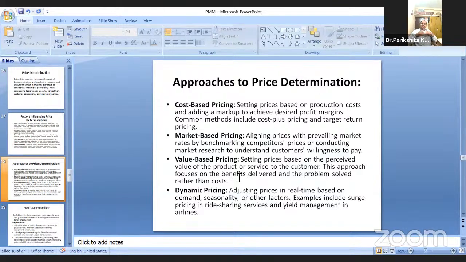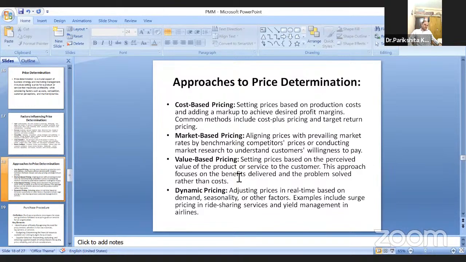Market-based pricing means, first of all, we must have an idea about the market pricing, market research, market study, so that we will study the customer's preference. We will study the customer's willingness. Either he has to buy or either he has willingness. Then you got an idea. Yes or no? Accordingly, it depends upon the marketing. That is called market-based pricing.